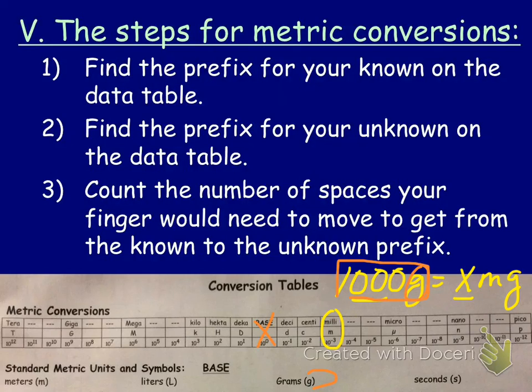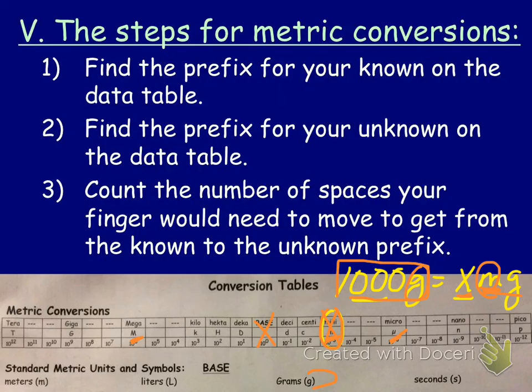So right there. The second thing we're going to do is find the prefix for our unknown on the data table. Our unknown, we don't know how many milligrams we have. So milli is, and if you look it's an M, and this is an M right here, milli. There's a difference between the M's. This is an M, this kind of looks like a U thing. This is a capital M. So there's a difference.